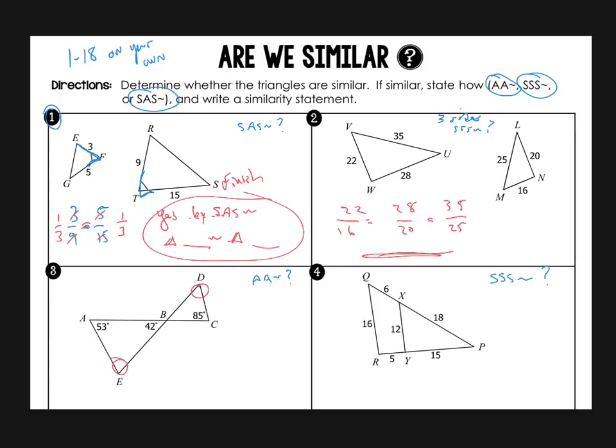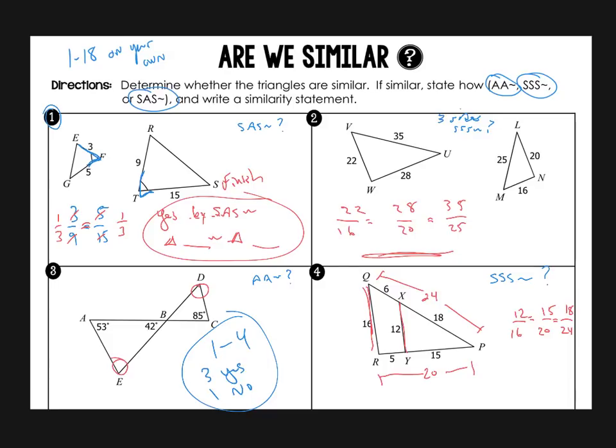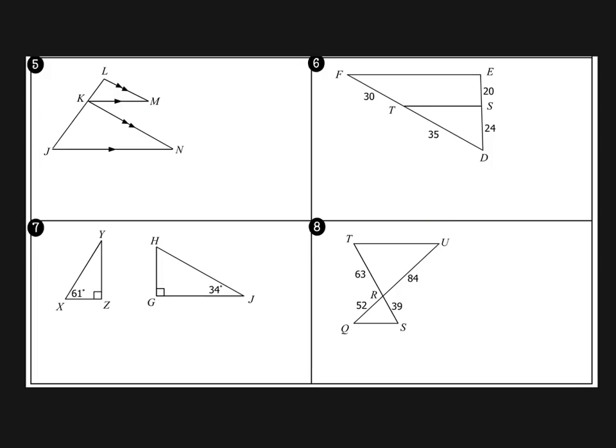On number 4, let's take a look. The length of this whole side, that's the key, is going to be 20. The length of this whole side is going to be 18 plus 6, that's going to be 24. And the length of this whole side has been given, the length of this whole side has been given. So compare the big triangle to the little triangle. The little triangle is going to be 12, 15, and 18. Compared to the big one, 16, 20, 24. Decide if that's true. If yes, then write a statement. If no, then just write no. Just a heads up, on numbers 1 through 4, you're going to have 3 yeses and 1 no.